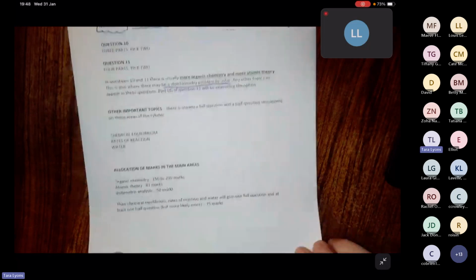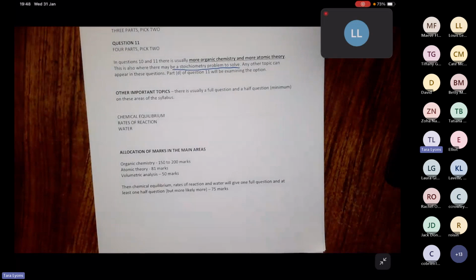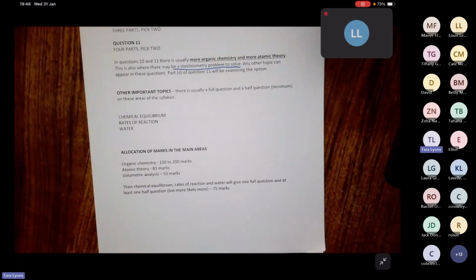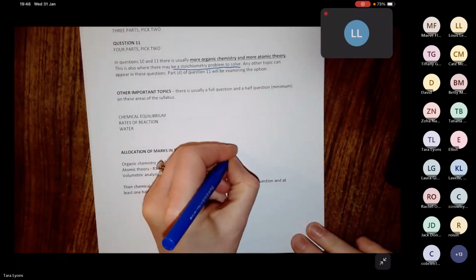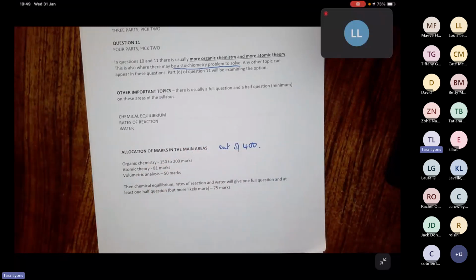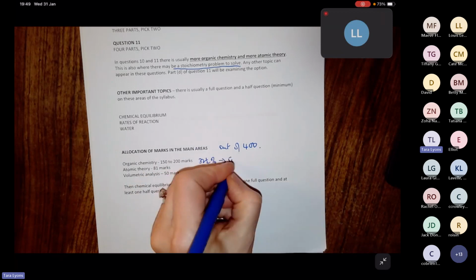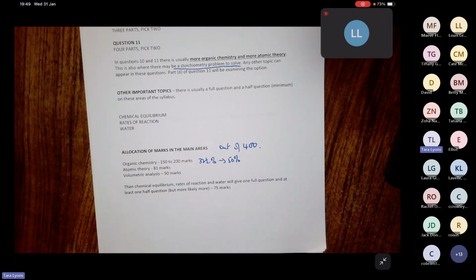So, allocation of the marks in the main areas. Now I want you to keep these numbers in mind. Organic chemistry is going to be anything from 150 to 200 marks on your paper. Now that's out of 400. So leaving out or not putting time and effort into organic chemistry is absolute madness. So let's say it's 150 divided by 400. That means you're looking at anything from 37.5% up to 50% of the paper on organic chemistry.